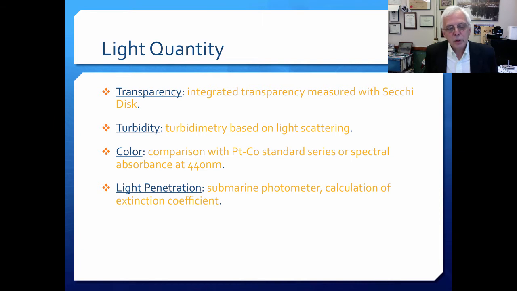Color is often measured by comparison with platinum cobalt standard series or spectral absorbance at about 440 nanometers. This is on a filtered sample, so that you can actually see the true color of the water. And then light penetration is often measured with a submarine photometer, and we calculate a thing called the extinction coefficient, which is extinction not of organisms, but extinction of light. And we can calculate how much water must be penetrated before most of the photosynthetic energy is missing.